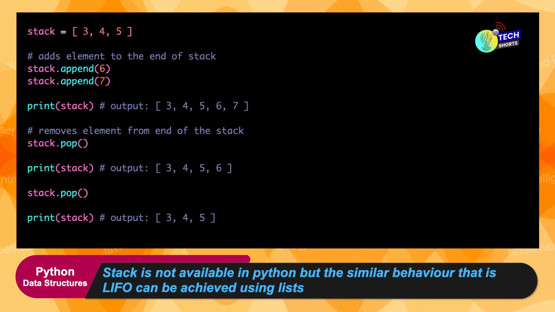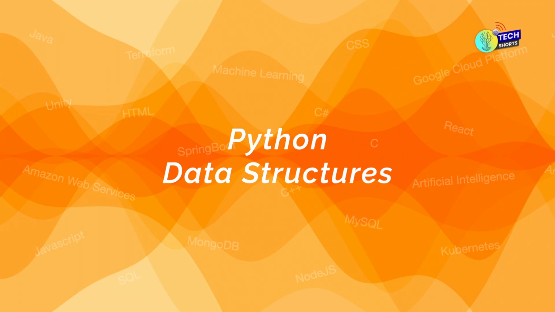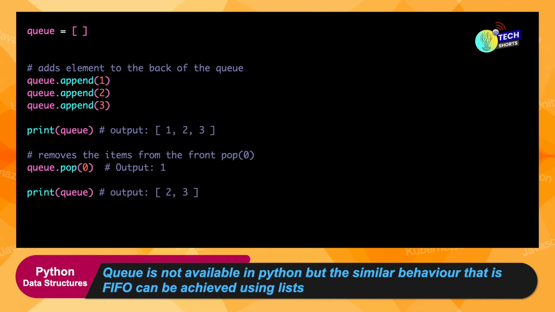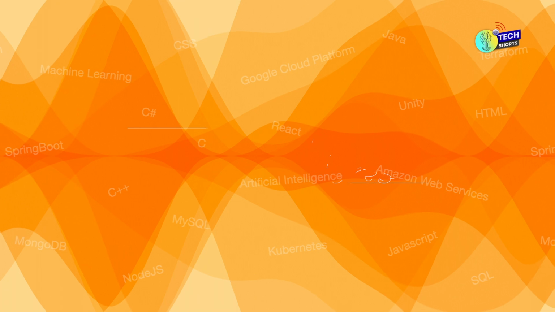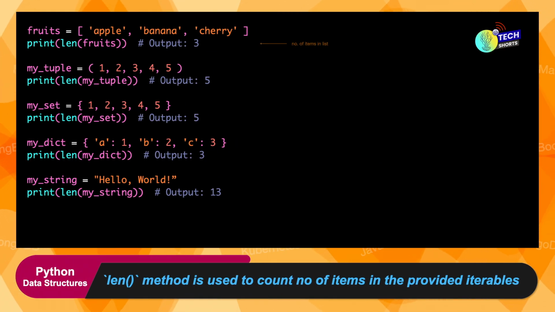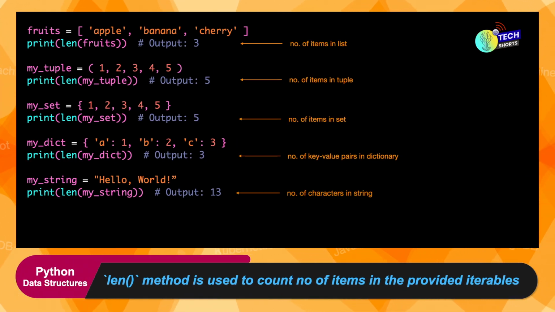Stack is not available in Python, but the similar behavior that is last in, first out can be achieved using list. Queue is also not available in Python, but the similar behavior that is first in, first out can be achieved using list. Len method is used to count number of items in provided iterable.